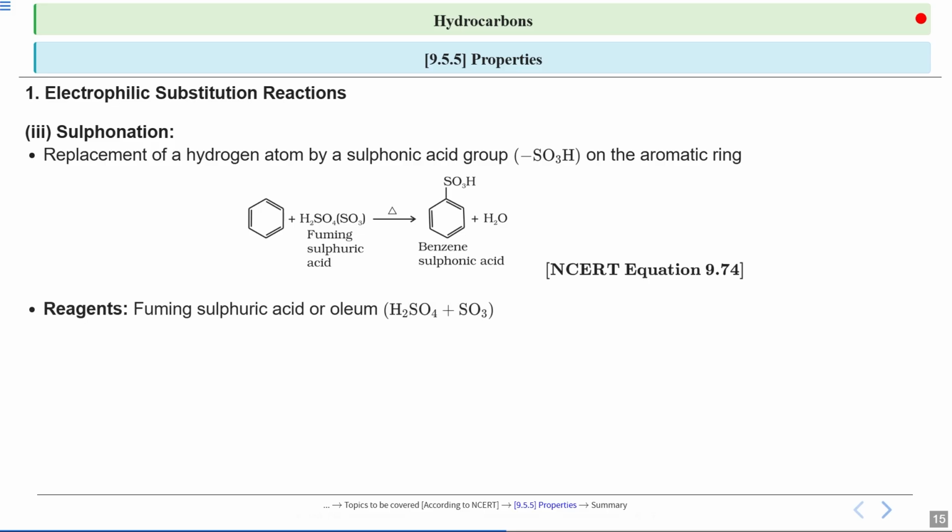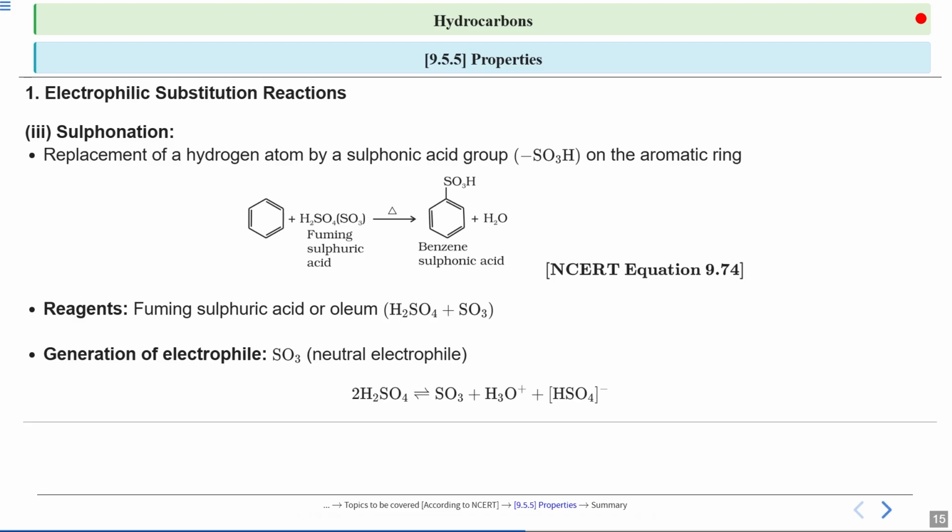To carry out sulfonation, we use reagents like fuming sulfuric acid or oleum. Fuming sulfuric acid is basically concentrated sulfuric acid with extra sulfur trioxide, SO3, dissolved in it. This reagent provides the necessary conditions for the reaction to take place efficiently. The key to this reaction is generating the electrophile, which in this case is SO3. An electrophile is a species that seeks out electrons, and SO3 acts as a neutral electrophile. This is the only neutral electrophile that you will encounter in your class 12th standard, and it is this SO3 molecule that attacks the aromatic ring and replaces the hydrogen atom.